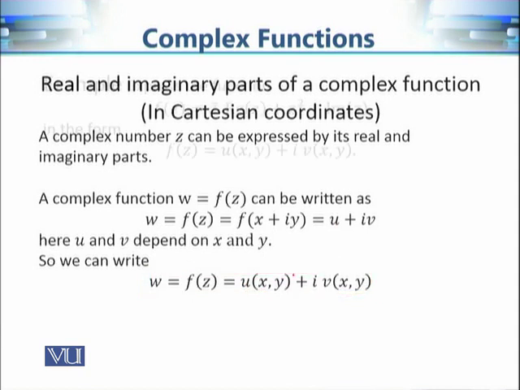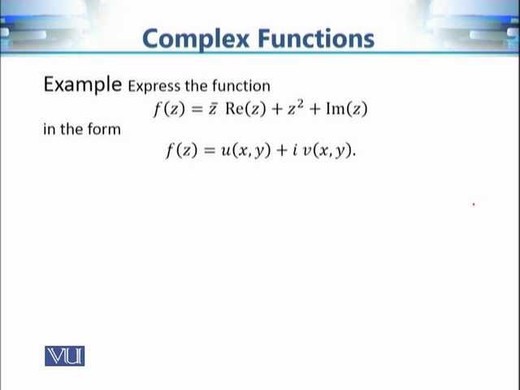Now let's consider in particular the function conjugate of z multiplied by the real part of z, plus z square, plus the imaginary part of z. Let's try to write this function in the form u of xy plus iota v of xy. In the first step, we write down z conjugate. The real part of z is x, and z square is x plus iota y whole square, plus the imaginary part of z, which is y.